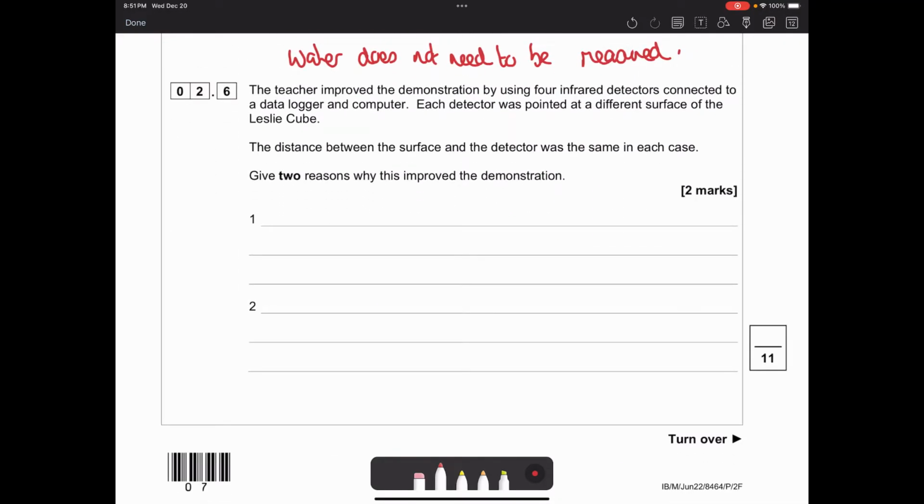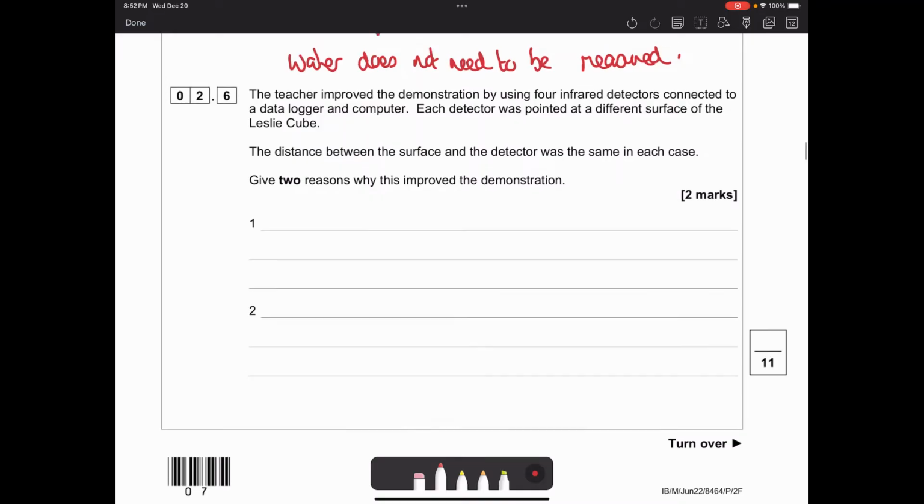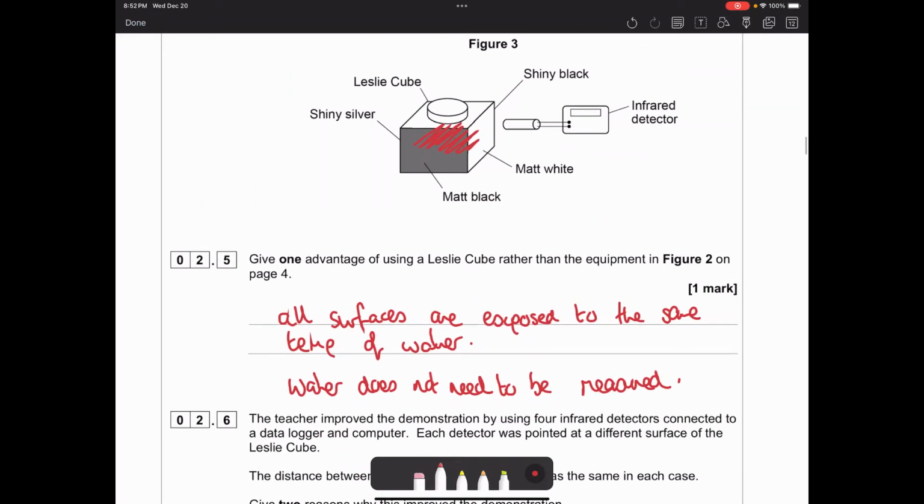The teacher improved the demonstration by using 4 infrared detectors connected to the data logger and a computer. Each detector was pointed at a different surface on the Leslie cube. The distance between the surface and the detector was the same in each case. Give 2 reasons why this improved the demonstration. Well, if I've got infrared detectors already set up permanently at each side, why is that better? Why does that improve my investigation?